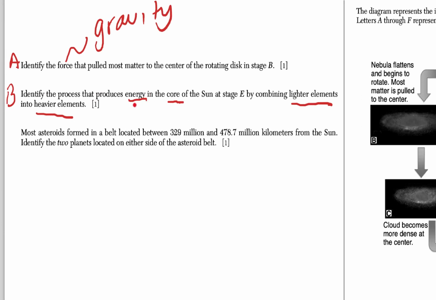Well, the process they're talking about is nuclear fusion. Always remember that. That process is nuclear fusion, which is combining the lighter elements into heavier elements. That is where hydrogen is getting converted to helium.